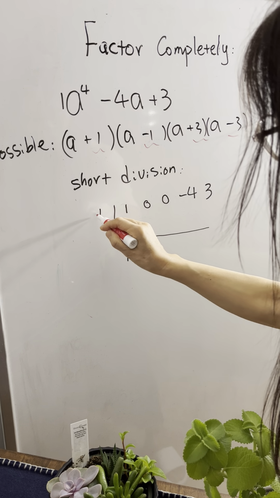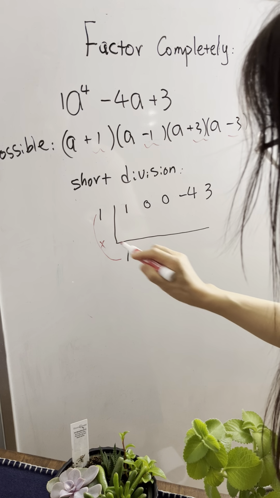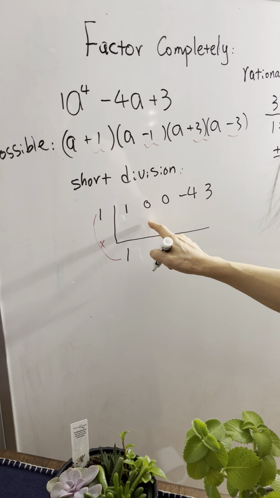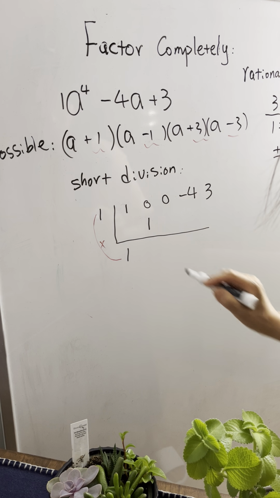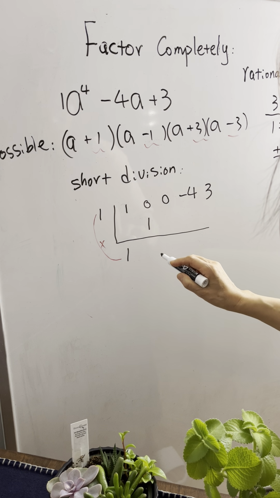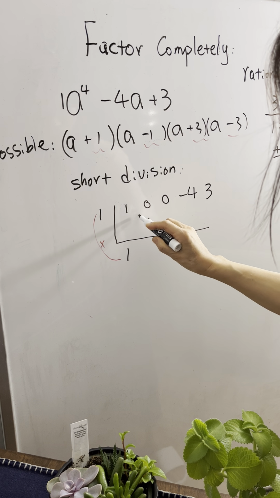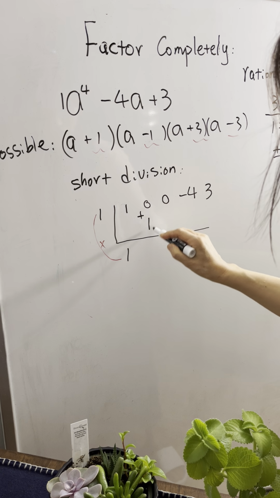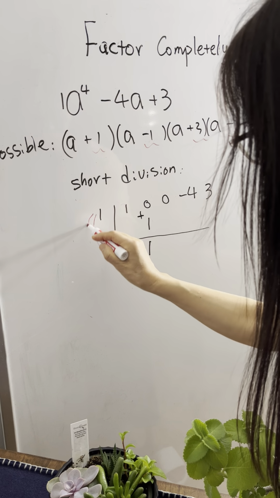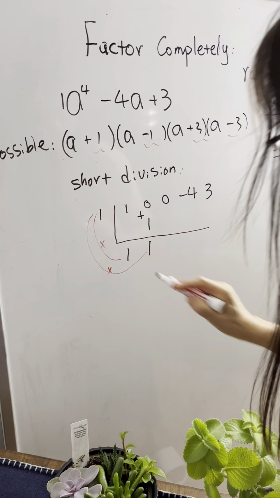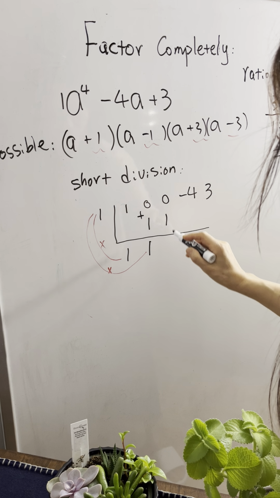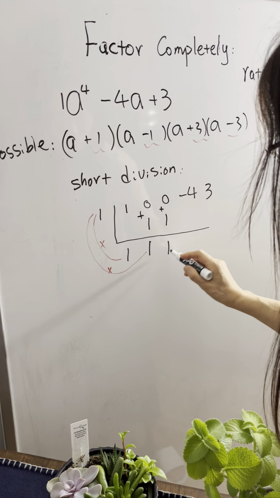Now I multiply these two numbers. 1 times 1 is 1. Where do I put this 1? I put it here, under this 0. So what do I do with those two numbers? I add them. 0 plus 1, that's 1. Then I multiply this 1 with this again. 1 times 1 is 1. I put it over here. 0 plus 1, 1 again.